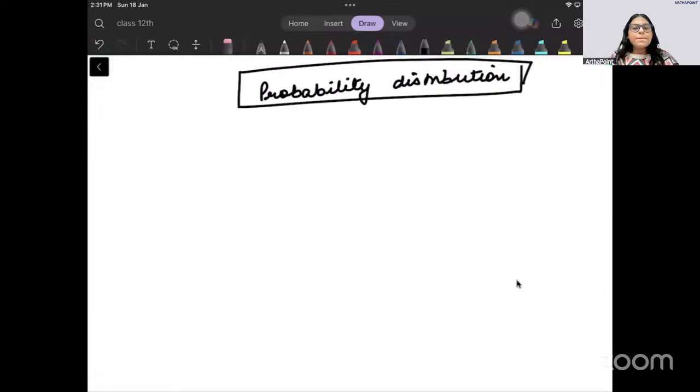Now I will talk about probability distribution. देखो, when we talk about probability distribution, so there are two kinds of probability distributions. ठीक है, the first kind of probability distributions are discrete.